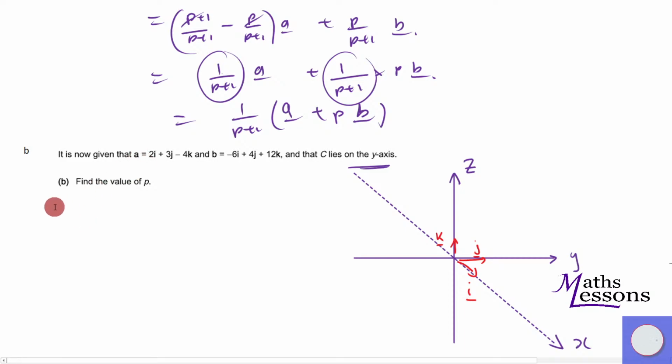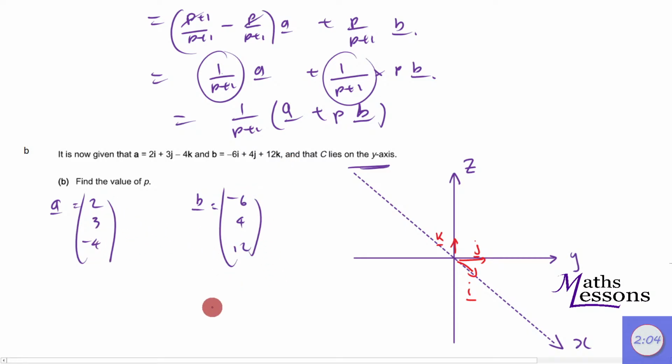Some of you may find it easier to write A as a column vector. So it's the vector 2, 3, minus 4. And B as a column vector minus 6, 4, 12. There's another way you can write these vectors. You don't have to write them in i's, j's and k's. I much prefer working with column vectors.